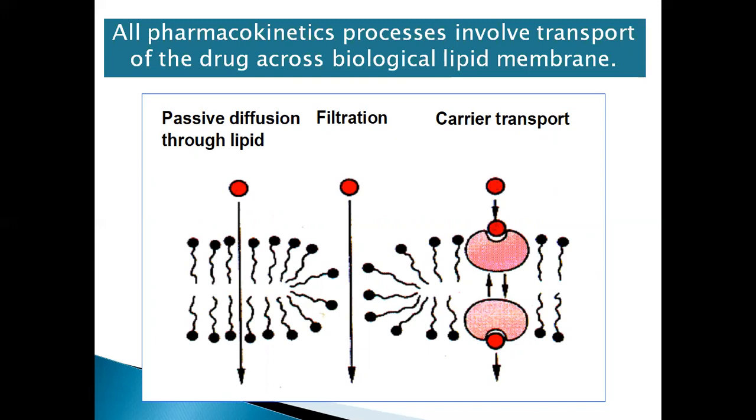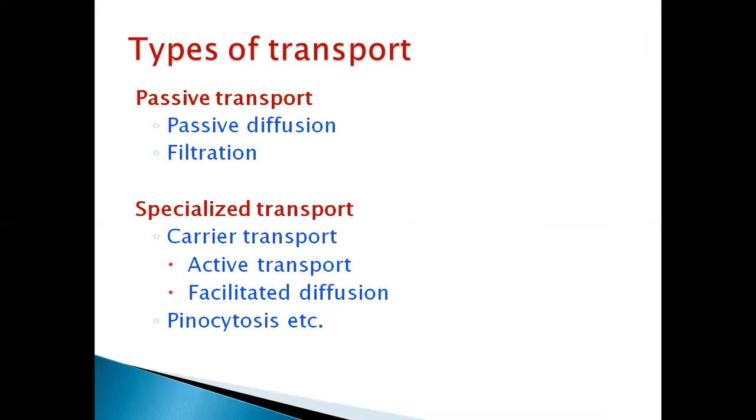Coming to the types of transport, we have passive transport. In that we have passive diffusion and filtration. Specialized transport includes carrier transport. In that we have active transport and facilitated diffusion.